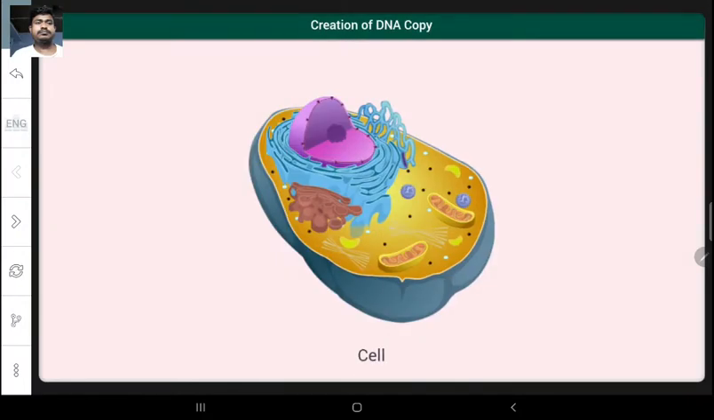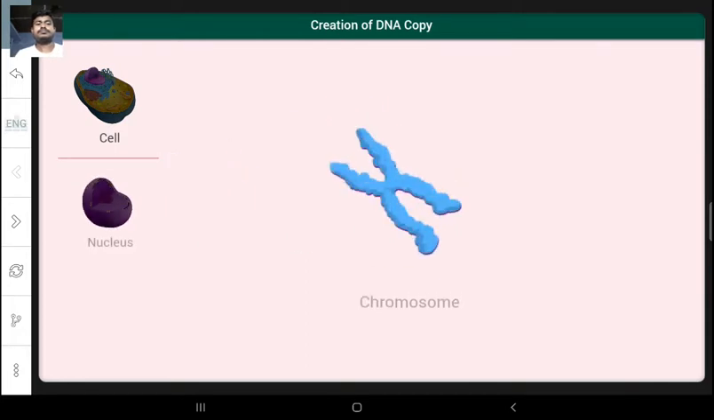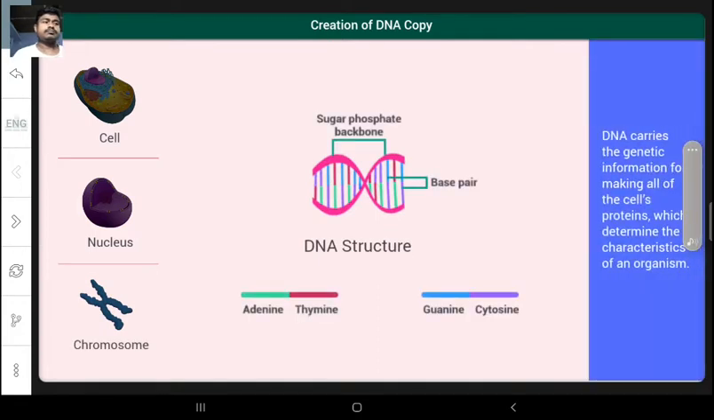The important part of the reproductive process is the replication of DNA. DNA is present in the chromosomes of the nucleus and carries the information that determines the organism's characteristics.